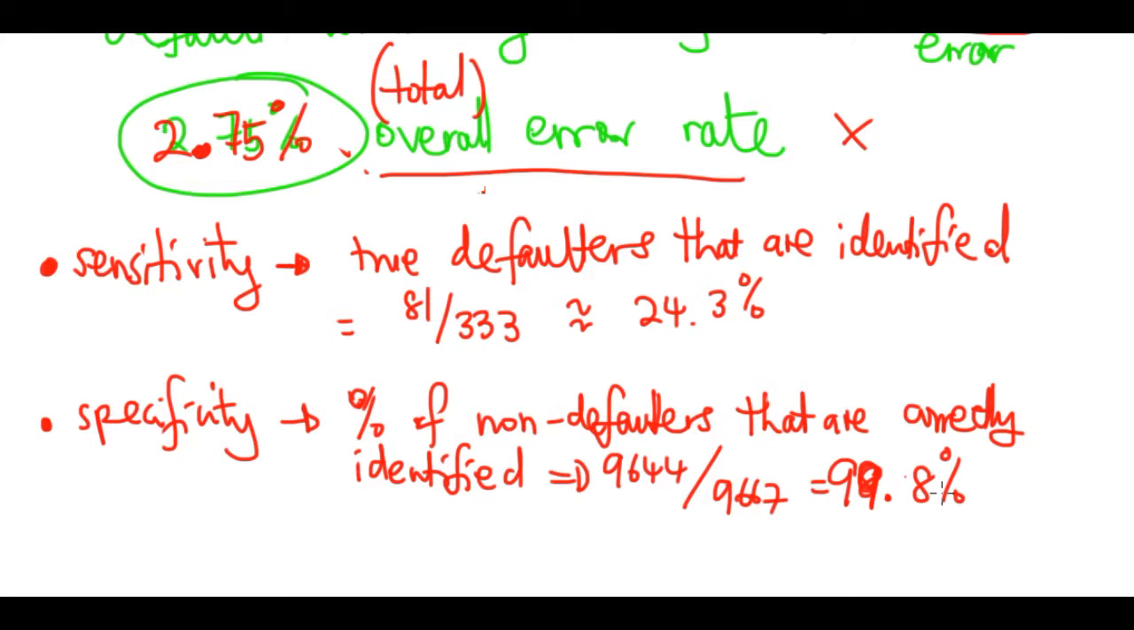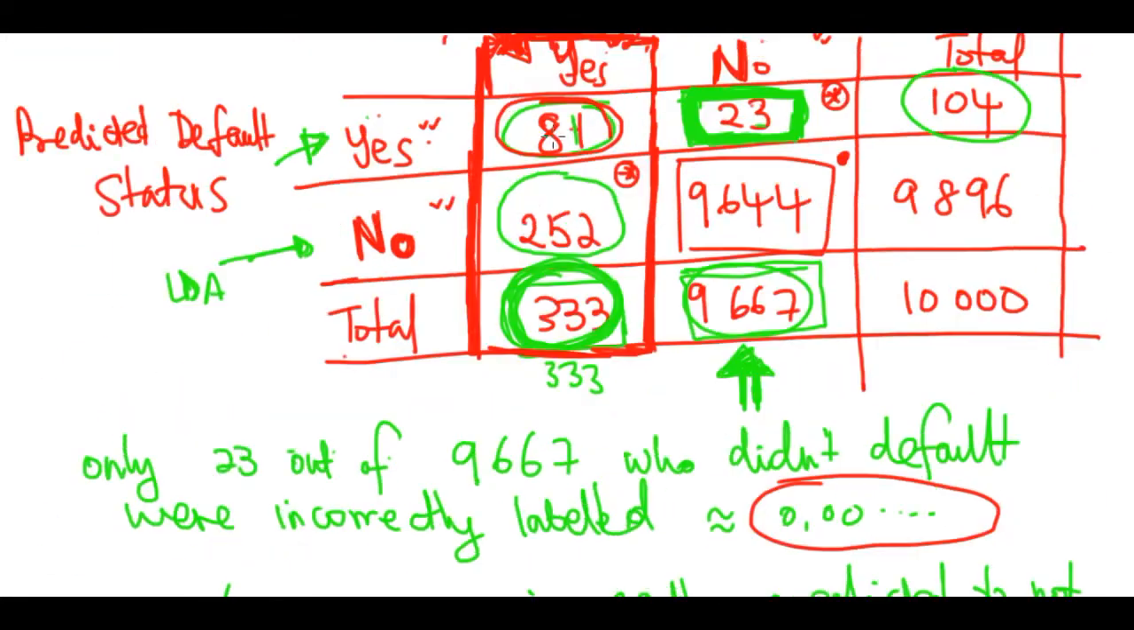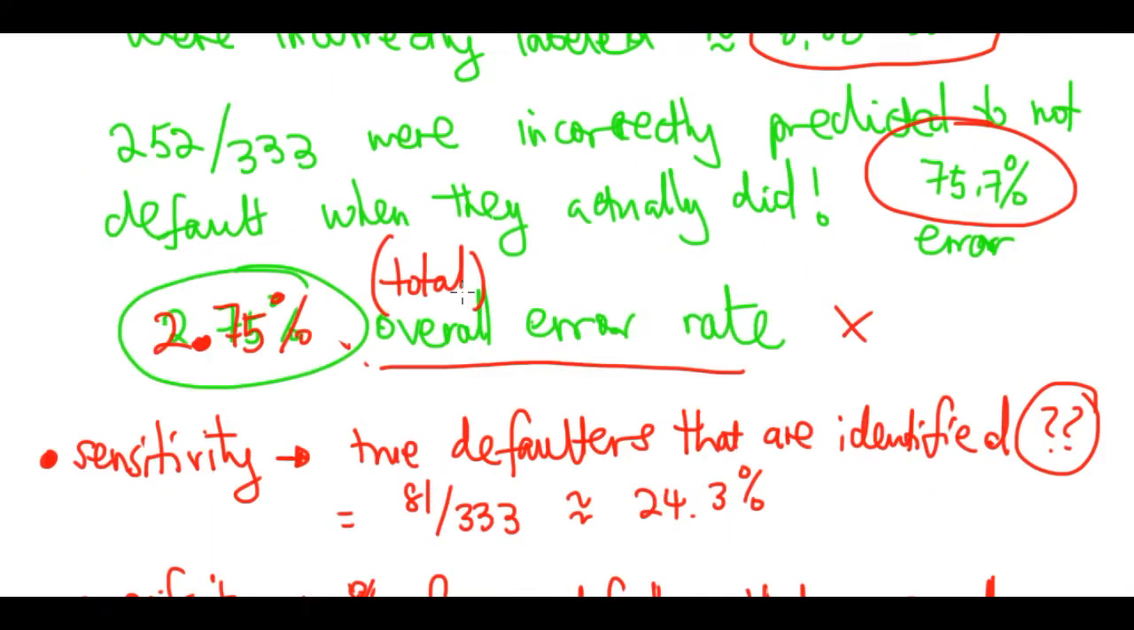So sensitivity, or classifying customers who default correctly, is so low because of our LDA estimate. Why is it not doing a good job at identifying true defaulters? That's basically the question. When you say why is our sensitivity low, you're basically saying why aren't we catching many of these true defaulters? Why are we missing them? That is the question that we want to ask here.